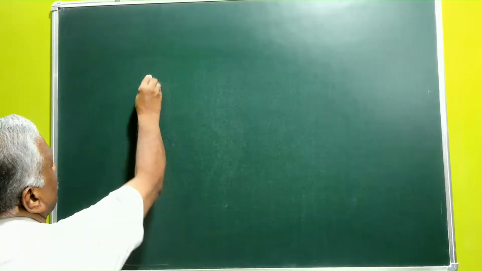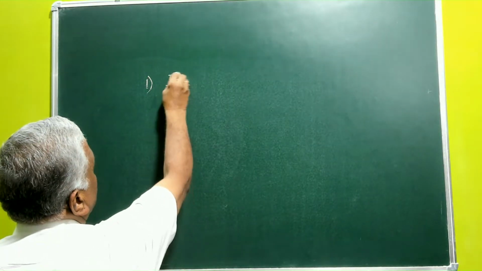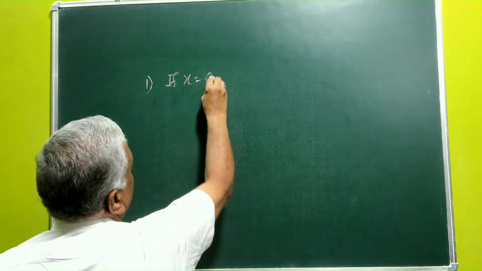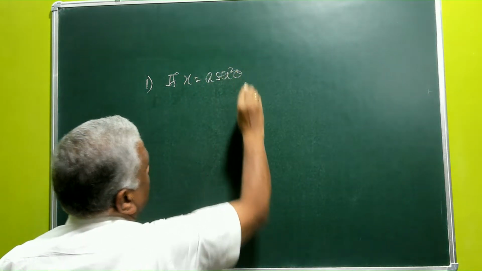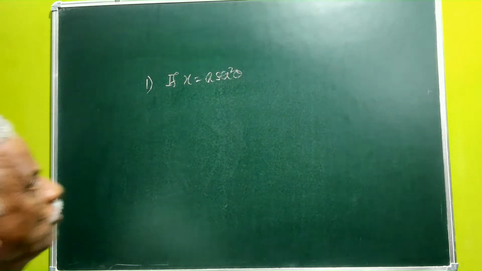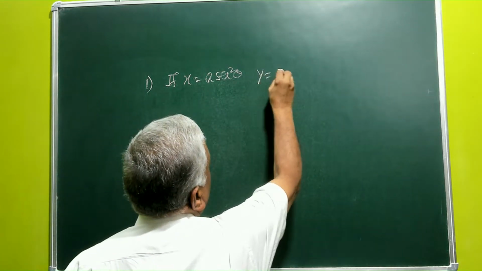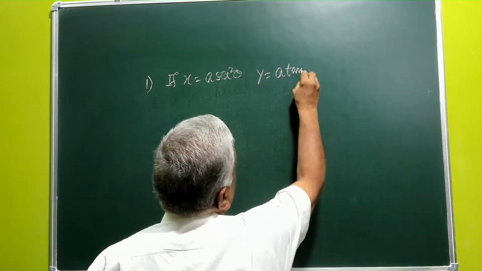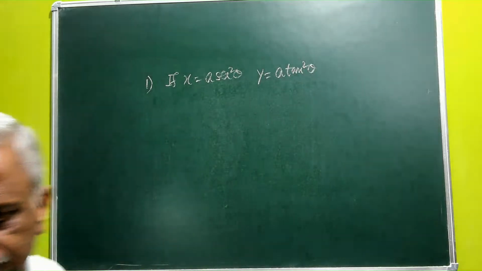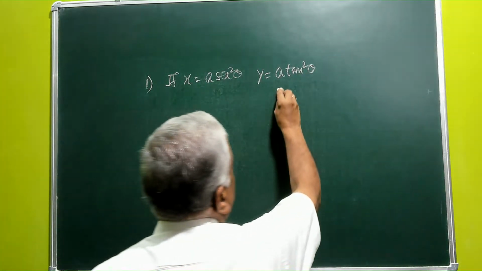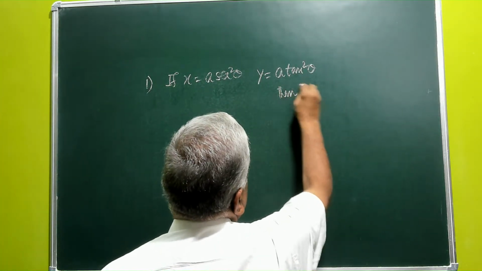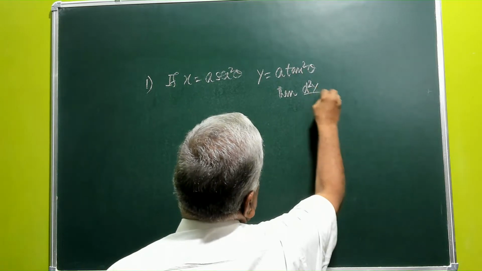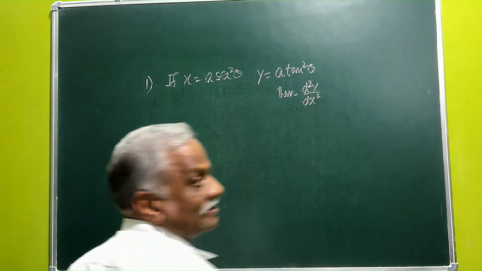First problem. If x is equal to a secant square theta, y is equal to a tan square theta, then find d square y by dx square. We have asked d square y by dx square.